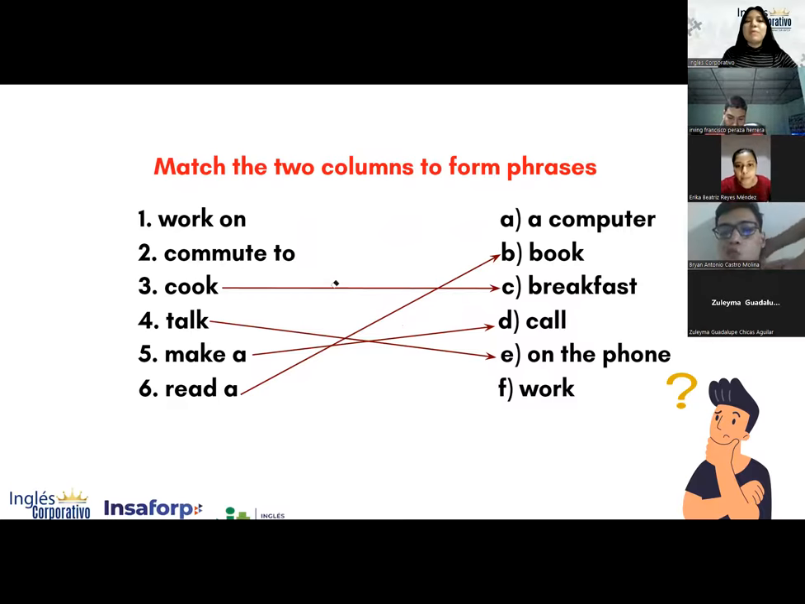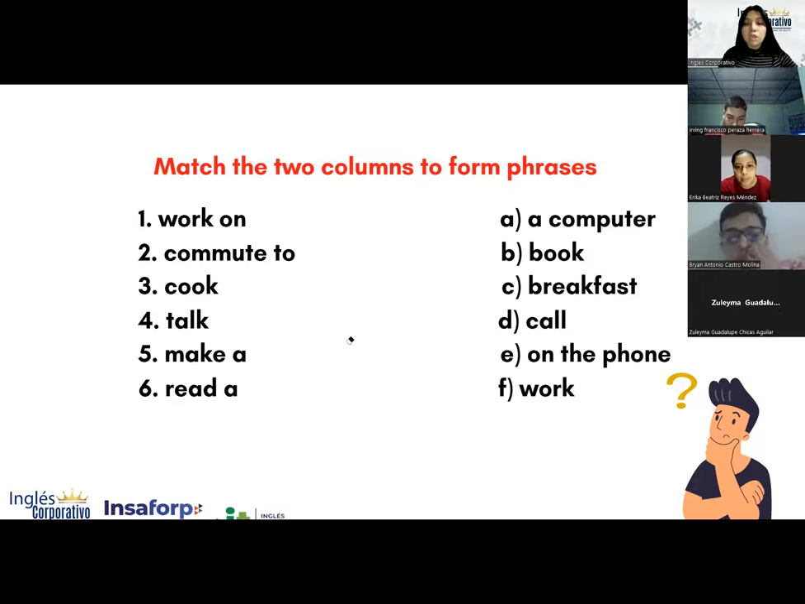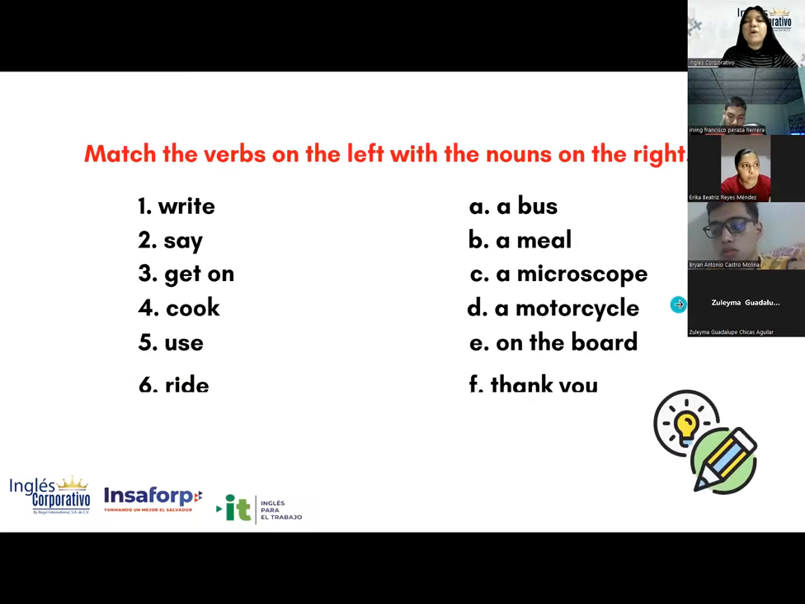Right? So just remember pronunciation, guys. Number four, talk. You eliminate the letter L. You do not pronounce it. You do not pronounce letter L. So we do not say the L, we say talk. That is the pronunciation. Okay, let's continue. More vocabulary.